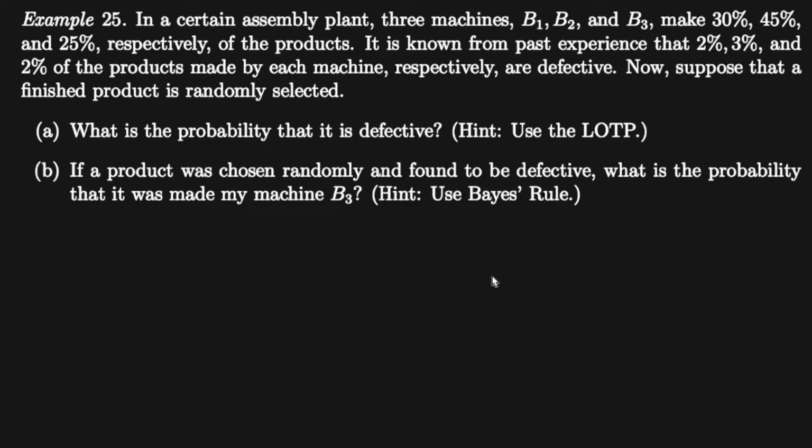Now we can move on to example 25, where it says in a certain assembly plant, 3 machines B1, B2, and B3 make 30, 45, and 25% respectively of the products. It is known from past experience that 2, 3, and 2% of the products made by each machine respectively are defective. Now suppose that a finished product is randomly selected. There are 2 parts to this. Part A asks what is the probability that it is defective, and B asks if a product was chosen randomly and found to be defective, what is the probability that it was made by machine B3? So we're going to move on to the next slide.